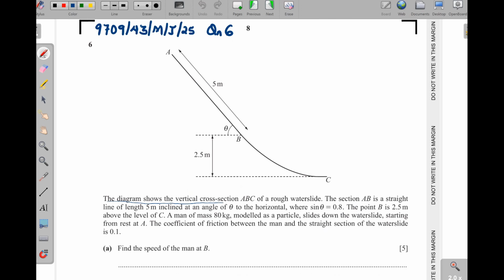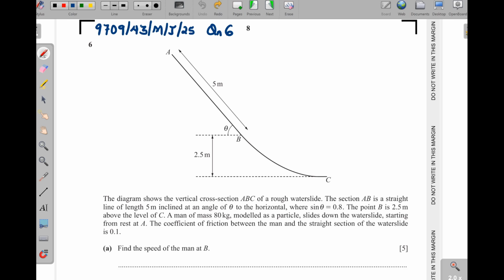Question 6. The diagram shows the vertical cross-section ABC of a rough water slide. The section AB is a straight line of length 5 meters inclined at an angle of theta to the horizontal, where sine theta is equal to 0.8. The point B is 2.5 meters above the level C. A man of 80 kilograms, modeled as a particle, slides down the water slide, starting from rest at A. The coefficient of friction between the man and the straight section of the slide is 0.1. Part A, find the speed of the man at B.